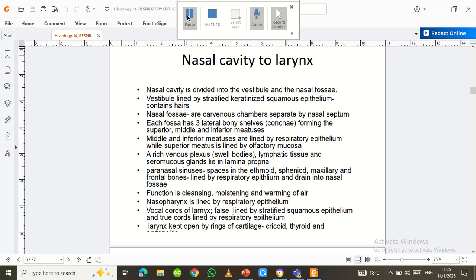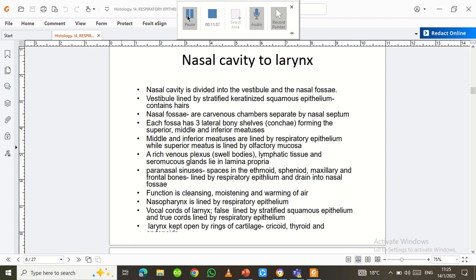What is important is to take note of the epithelia that will be lining these conchae, these lateral bony shells. The superior is associated with the olfactory area, so it's going to have olfactory epithelia. We're going to talk about it very soon. But as for the middle and the inferior, they're lined by respiratory epithelia, which we just said is pseudostratified ciliated columnar epithelia.